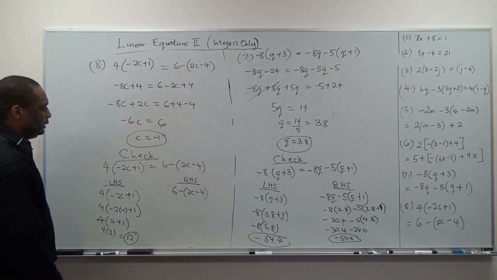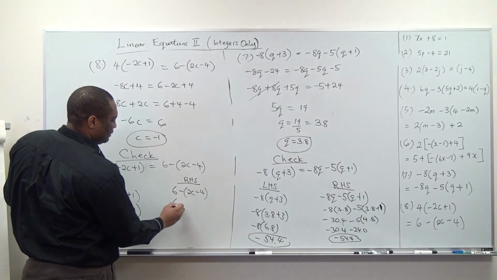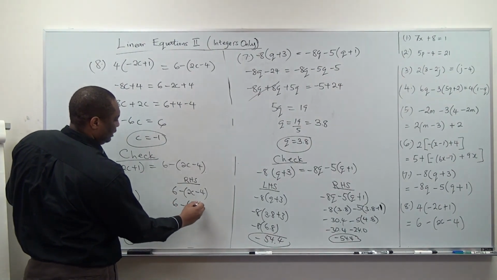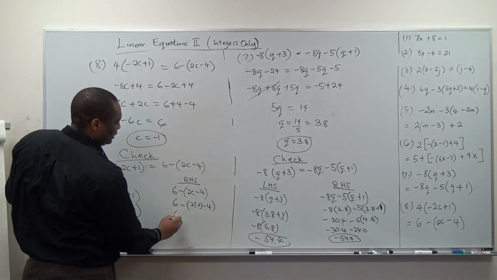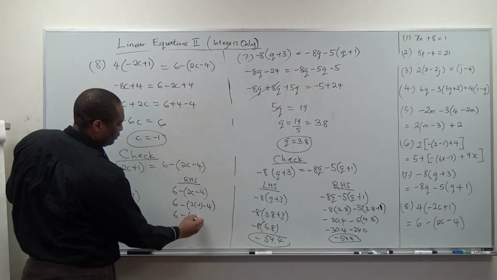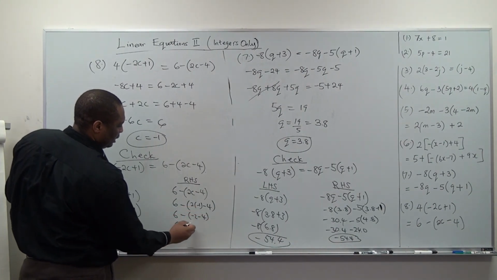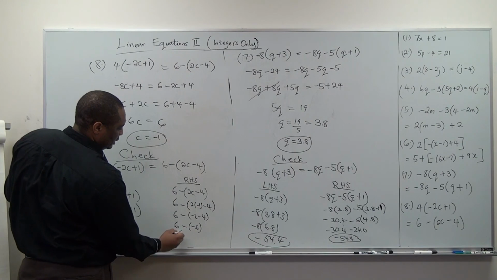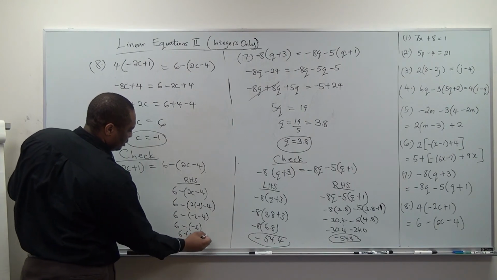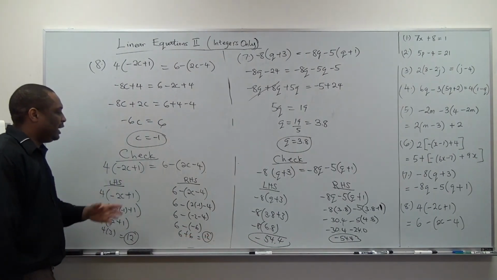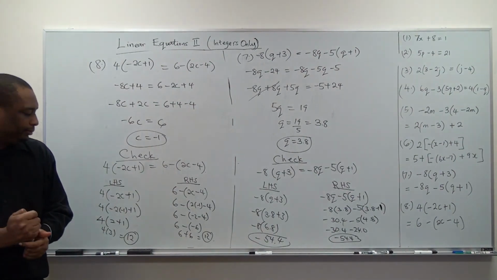12 on the left-hand side. Over here, this is 6 minus 2 times negative 1 minus 4. 6 minus negative 2 minus 4. 6 minus negative 6. 6 plus 6, which is 12. 12 on the left, 12 on the right, we are good.